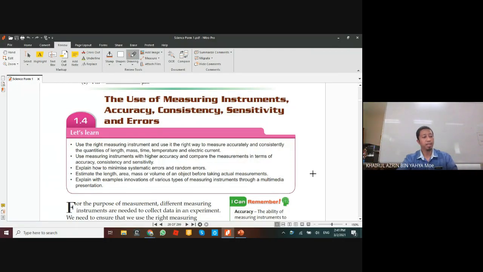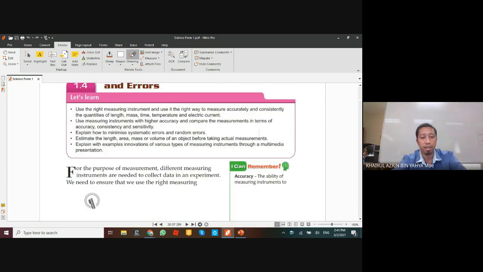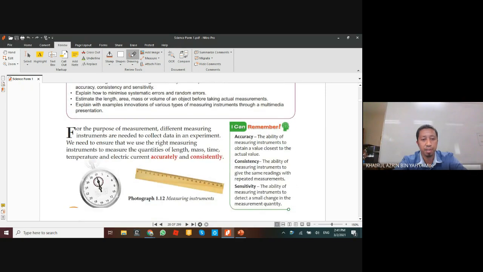Hi, good evening, everyone. So today we'll go to 1.4 for science form 1, chapter 1. So 1.4 is about the use of measuring instruments, accuracy, consistency, sensitivity, and errors. Okay, so we go through the textbook.